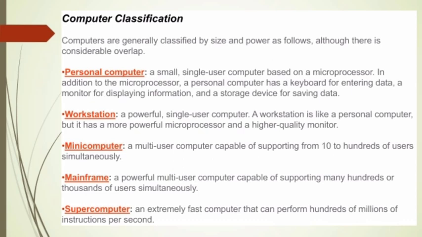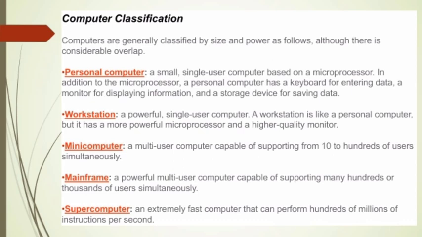Classification of computer. Computers are classified by size and power with considerable overlap. Personal computer. A small single-user computer based on a microprocessor. The main components are keyboard, CPU, and screen. Workstation. A workstation is like a personal computer, but it has a more powerful microprocessor and a higher quality monitor.